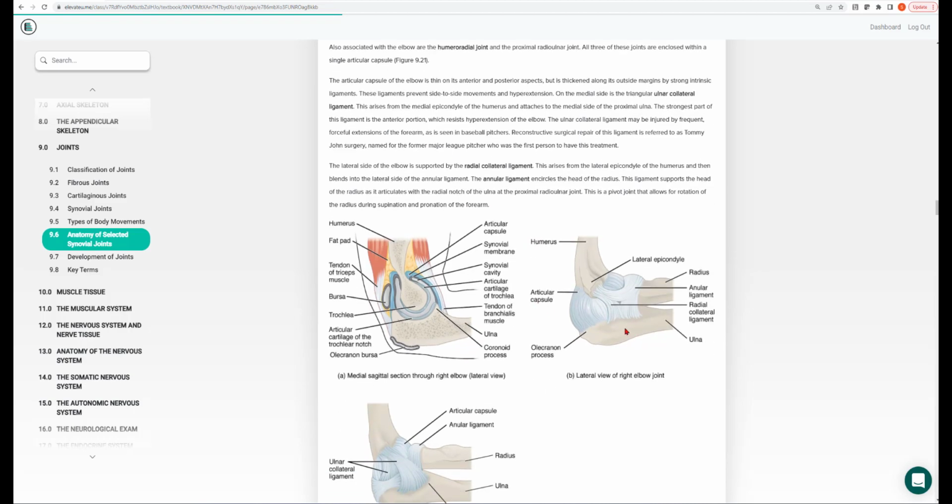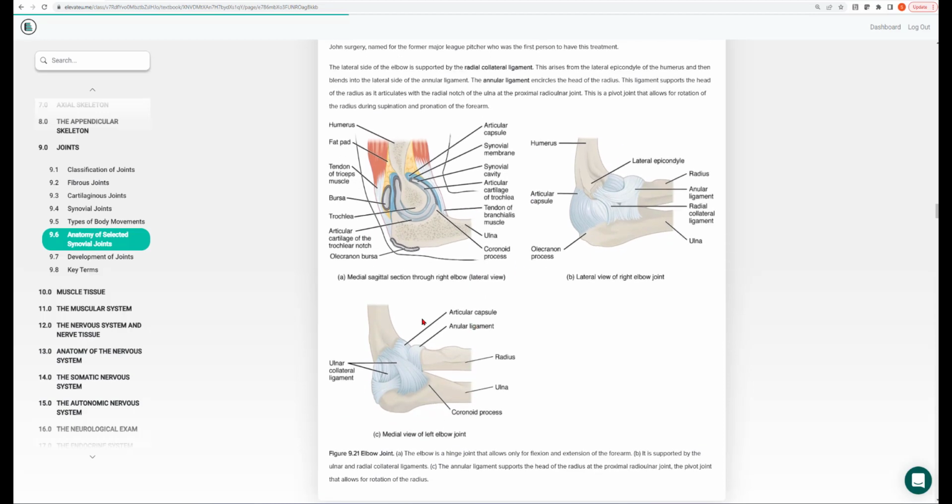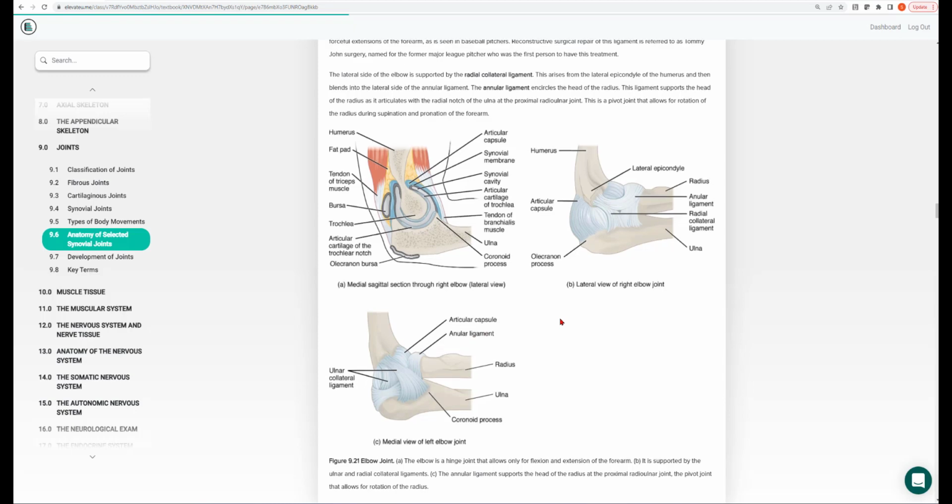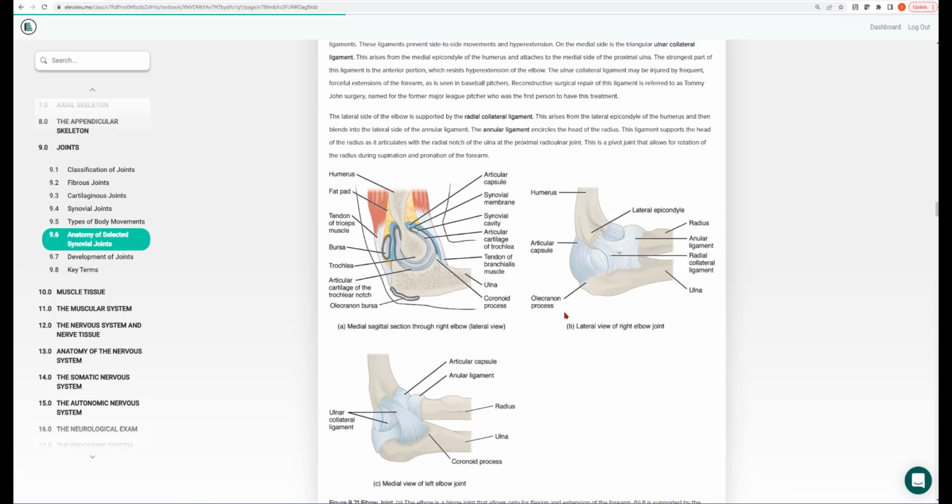Let's take a look first at this bottom picture, and we can see here is the head of the radius. It's a perfect circle, and going around that head of the radius is the annular ligament. On the side is the ulnar collateral ligament. This is the ulna, and it's going to wrap around and go up to the humerus. On the other side, on the lateral side, we're going to see the radial collateral ligament. It's going to go from the radius to the humerus.